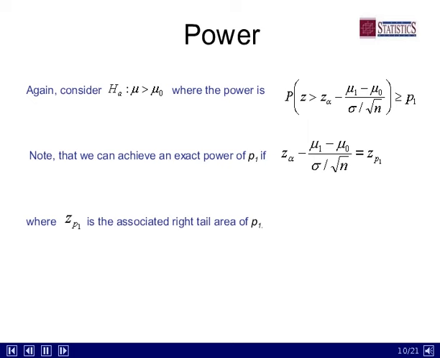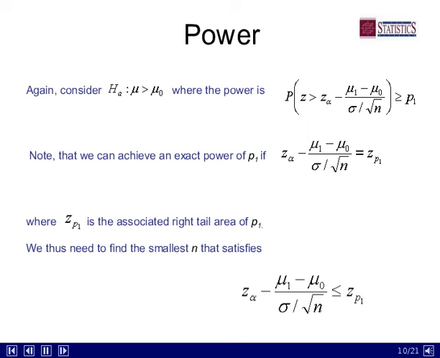So what we do instead is find the smallest n that satisfies being less than or equal to z of P1, because if your value is less than z of P1, then the probability to the right of that will be bigger than P1, for the greater than case. That's what we're trying to solve there. So we know alpha, mu1, mu0, and sigma, and we can find z of P1 given a P1. Therefore, everything is known except n.